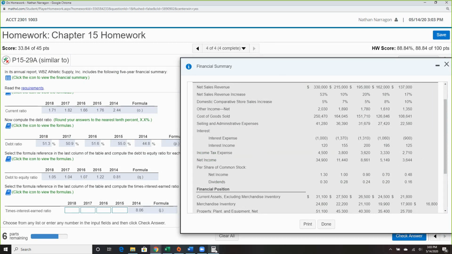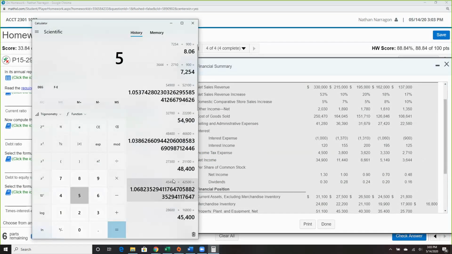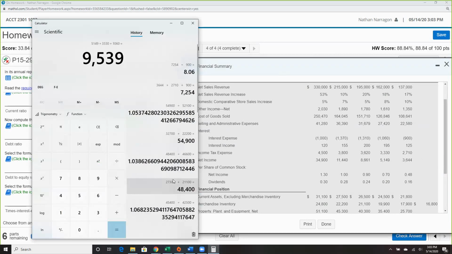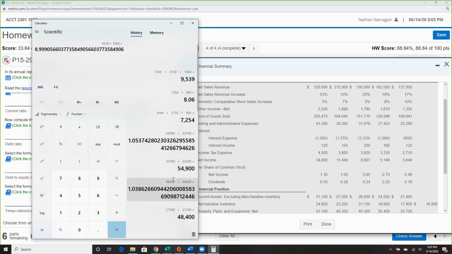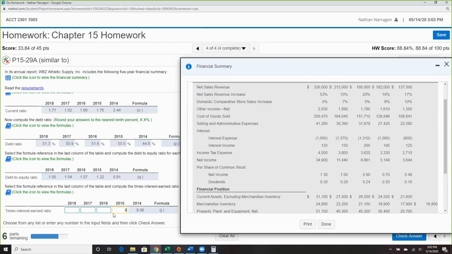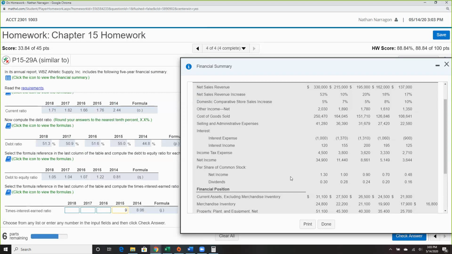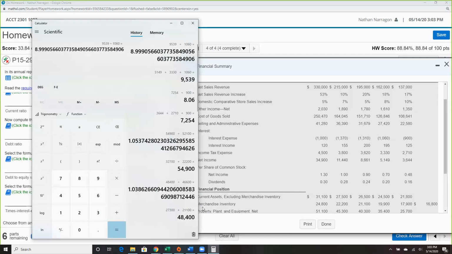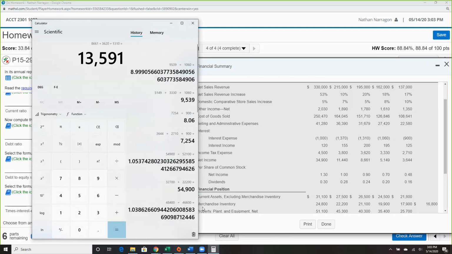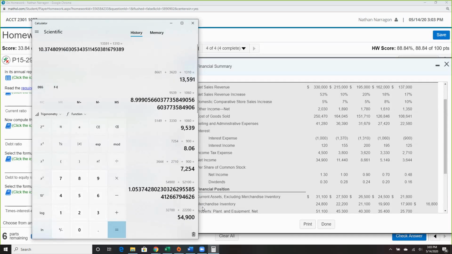Alright, so now let's go through all the numbers. So 5149 for net income plus income tax plus what our interest expense is divided by our interest expense. This one is basically none. Okay, 16 again plus 3620 plus 1310 divided by interest. We got 10.37.